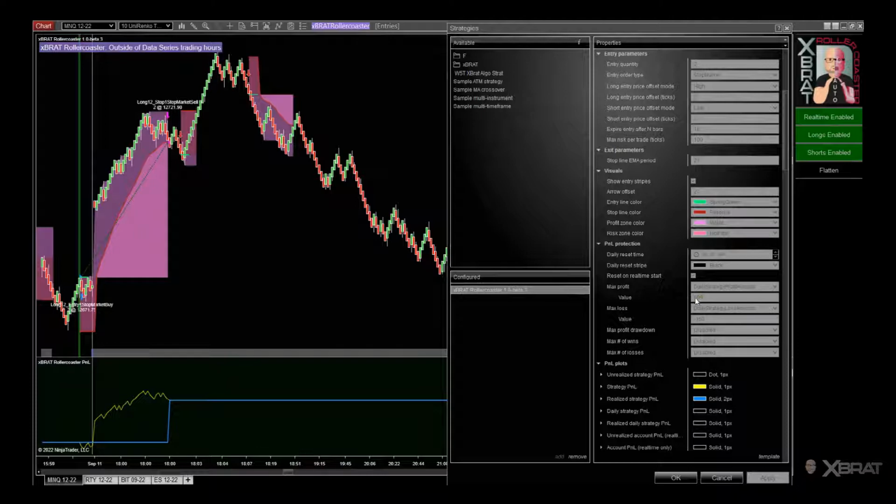Then we have some P&L protection within the auto trader. We're looking at a daily strategy profit amount of $600. If it hits that, and I'm going to show you that on this particular day it does hit the $600, it just stops trading for the rest of that day. On the other side, max loss of $150. This is a micro contract, so you don't want to be losing more than $150 a day if things start to go sideways and you have to re-optimize. I'm not using the profit drawdown or max number of wins and losses because this is a scalping strategy.